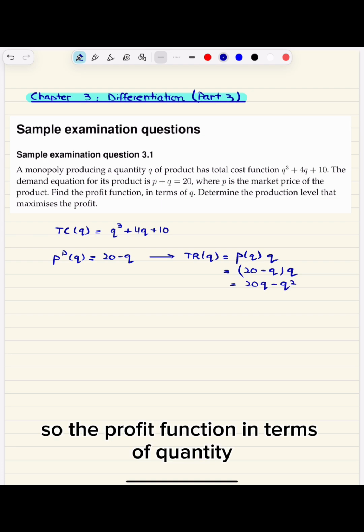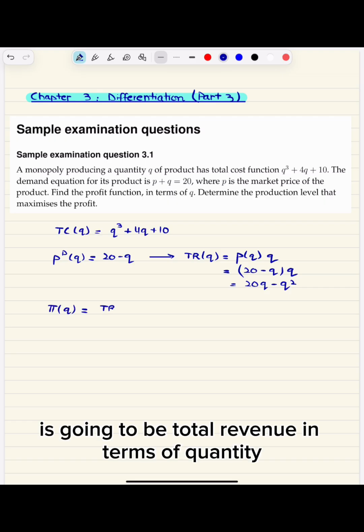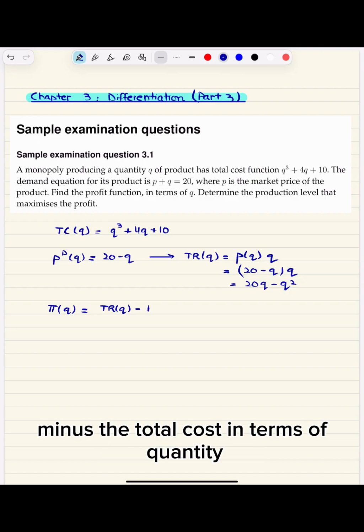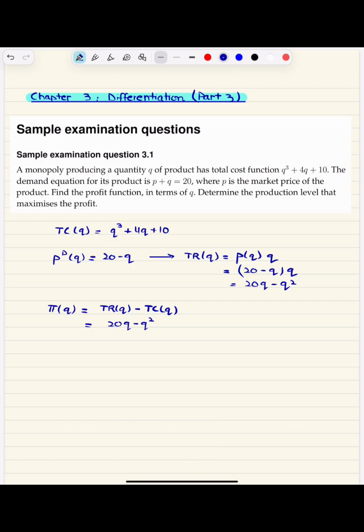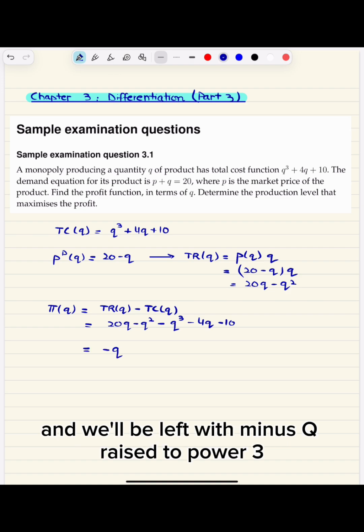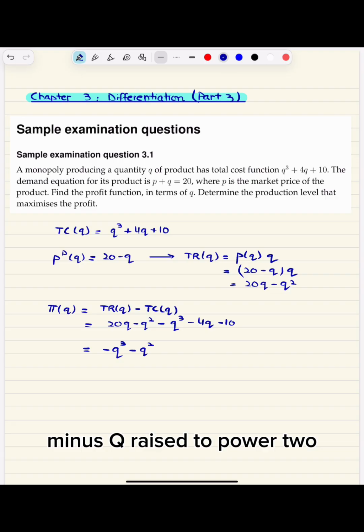So the profit function in terms of quantity is going to be total revenue in terms of quantity minus the total cost in terms of quantity. So we have 20Q minus Q squared minus Q raised to power 3 minus 4Q minus 10. We can simplify this and we'll be left with minus Q raised to power 3 minus Q raised to power 2 plus 16Q minus 10.